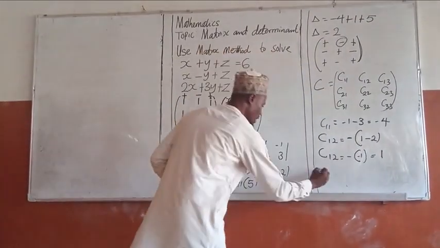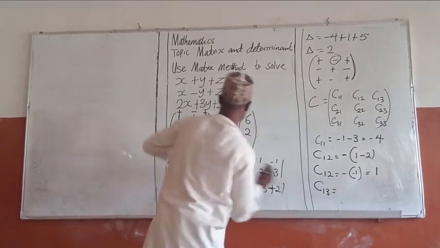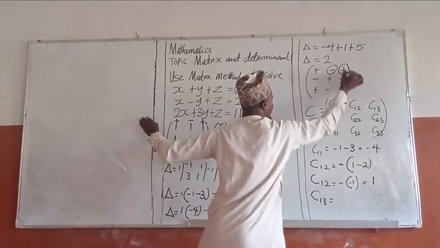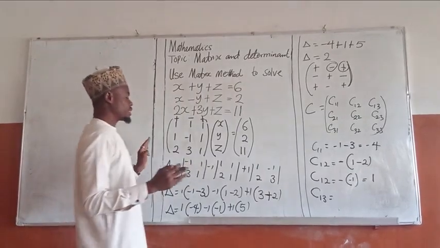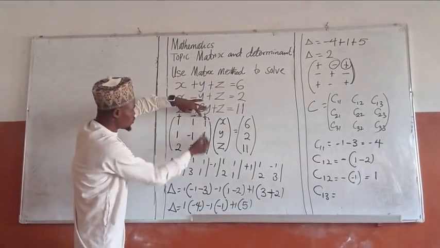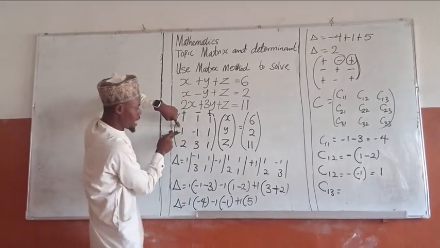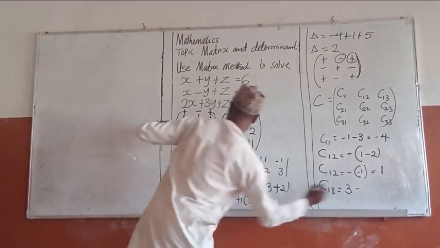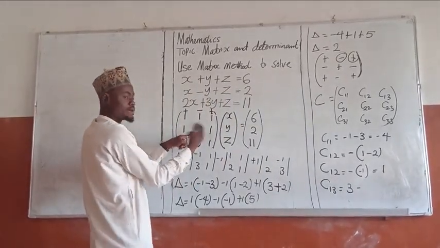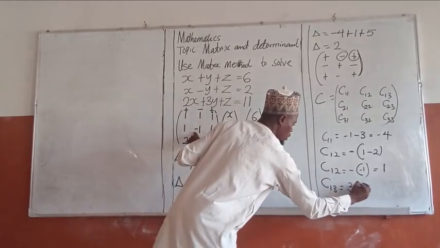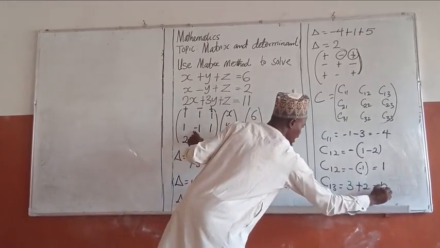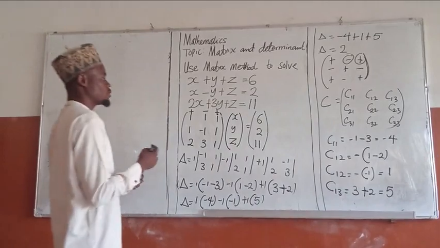Then C13, the position of C13, the conventional sign is what? Plus. You don't need to indicate it. Then you cancel the columns and rows. We have 1 minus 1, 2, and 3. 3 times 1 is 3, minus 2 times minus 1 is minus 2. It will change now to what? Plus 2. 3 plus 2 is now 5. Now we have C11, C12, C13.